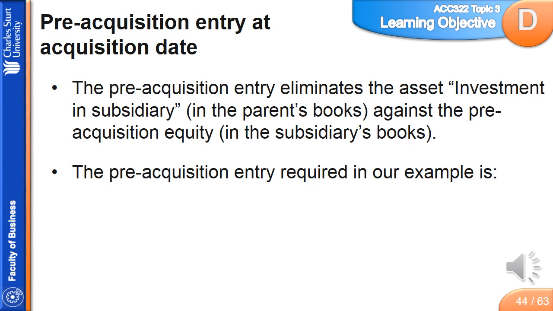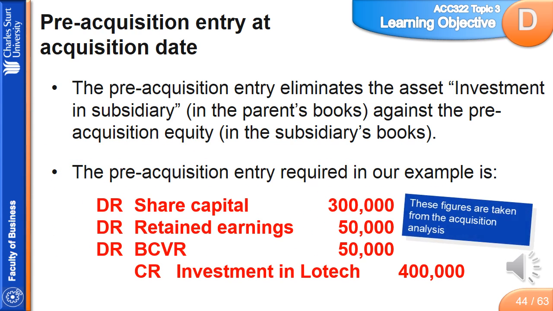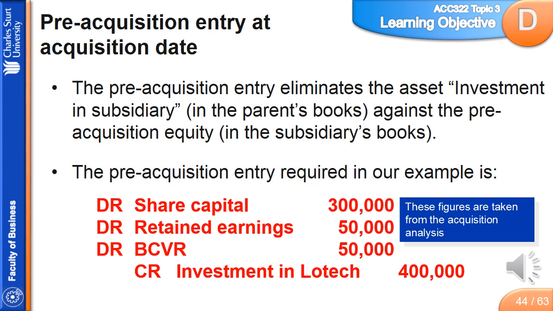So the pre-acquisition entry eliminates the asset investment in the subsidiary, which is within the parent's accounts, and then the pre-acquisition equity is from the subsidiary's accounts, and we need to eliminate that as well. So our consolidation entry would be firstly a debit to share capital of $300,000, and then a debit to retained earnings of $50,000, and these amounts were stated in the question. The third entry is a debit to BCVR, and I'm just going to park that for a second. And then the next entry, we've got an investment in Low-Tech, $400,000, to eliminate that asset.